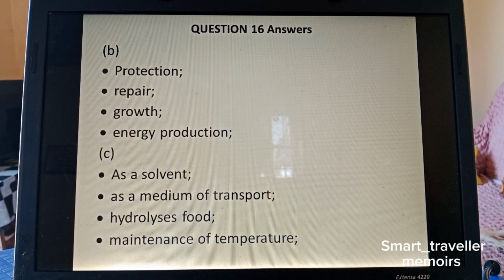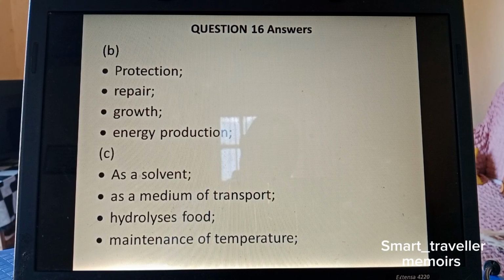B, answer was protection, repair, growth, energy production. C, as water is used as a solvent, as a medium of transport, hydrolysis of food, maintenance of temperature.